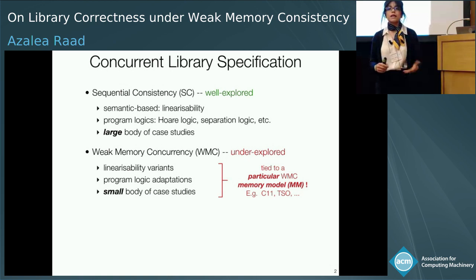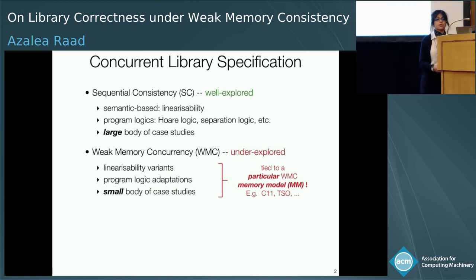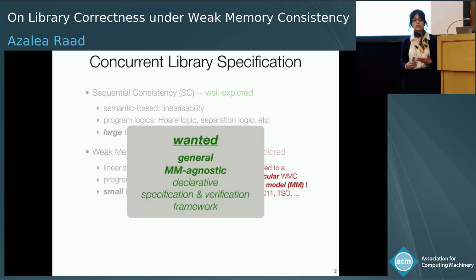As a result, every time a new memory model comes along, we have to go back and revisit those notions and readjust them to the next weak memory model. For instance, we have program logics that allow us to reason about the release-acquire fragment of C11 or the TSO memory model. But what we would like, ideally, is a generalized framework that is completely memory model agnostic and would allow us to reason about, specify, and verify concurrent libraries.